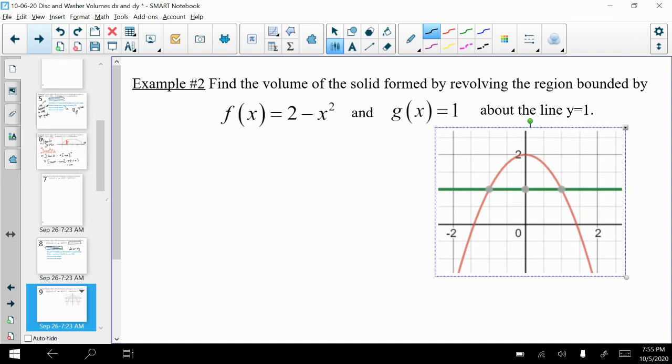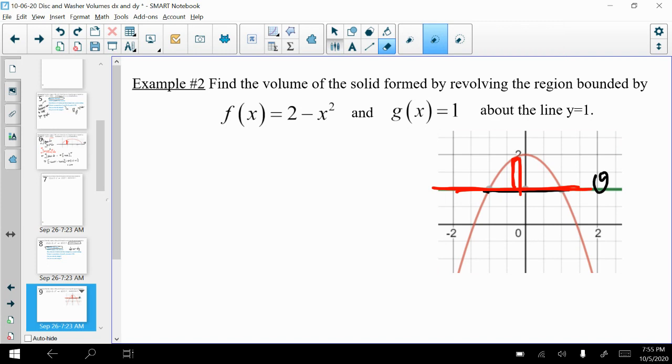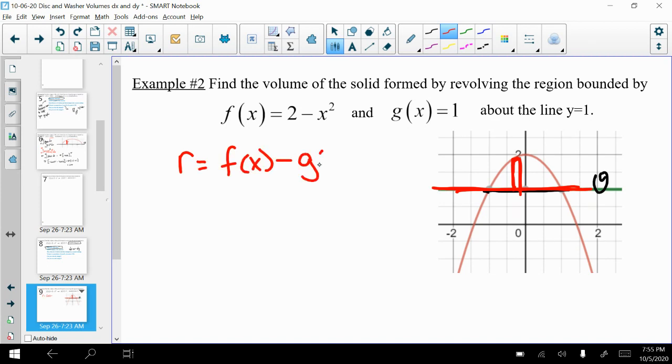Okay, so here we are. So this g of x equals 1 is also in the same place, right? That's just another y equals 1. So we're rotating it around here. So even though we moved ourselves off of the x-axis, we don't have a hole because this is the center. Everybody follow that? So my little rectangle isn't just f of x, because f of x goes all the way down to the axis here, right? But it's really just the height difference between f of x and g of x. So my radius in this case is f of x minus g of x.